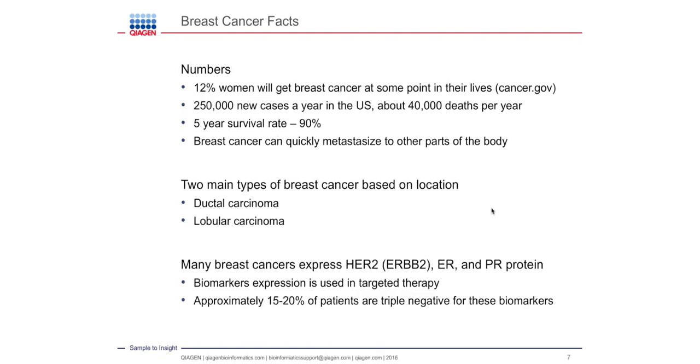Now, the survival rate is great: after 5 years, 90% of them survive, but we need to remember that breast cancer can quickly metastasize to other parts of the body. So it's really important to provide the oncologist and all the medical team around the patient a lot of up-to-date information. If we think about two main types of breast cancer, they're based on their location, and typically people will hear about breast cancer that expresses different biomarkers. The biomarkers in the case of breast cancer are HER2 or ERBB2, estrogen and progesterone receptors. And at least the expression of these biomarkers is currently used as a targeted therapy, right? So you have targeted therapy that will target ERBB2 or the estrogen receptor with tamoxifen-like drugs and so forth. However, approximately 20% of the patients are triple negative for these biomarkers. So there are not a lot of things that can be done for these patients.